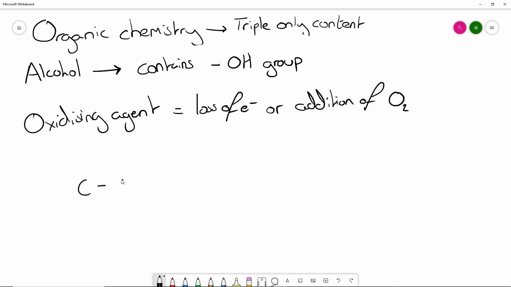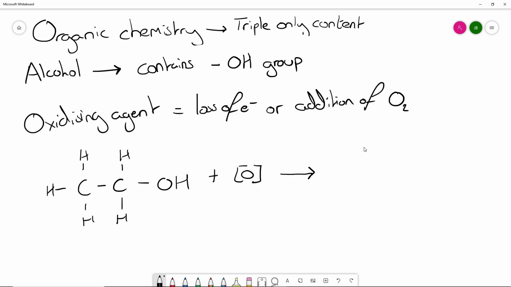So CH3CH2OH, we've got ethanol, and we'll add an oxidizing agent. An oxidizing agent has this sort of formula: you put it in square brackets, O. You don't need to know oxidizing agents off the top of your head, but if you remember this, you can draw it, and that's fine. And it will end up forming a carboxylic acid, which looks a bit like this.